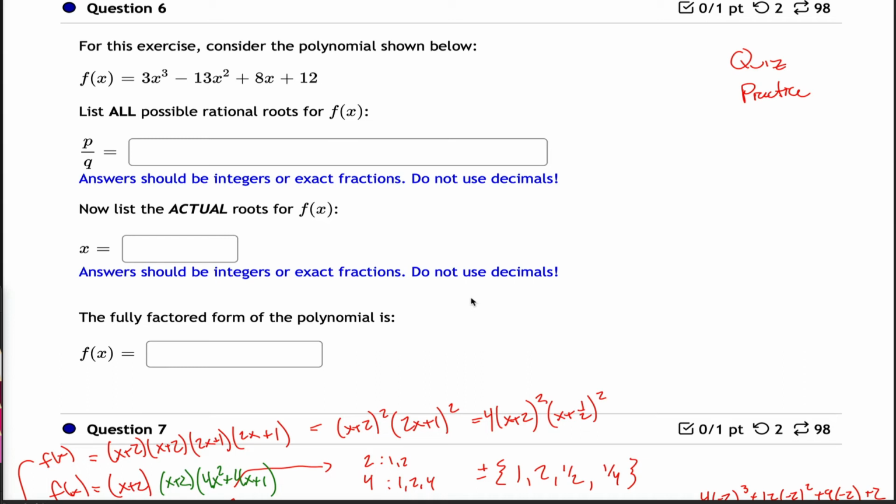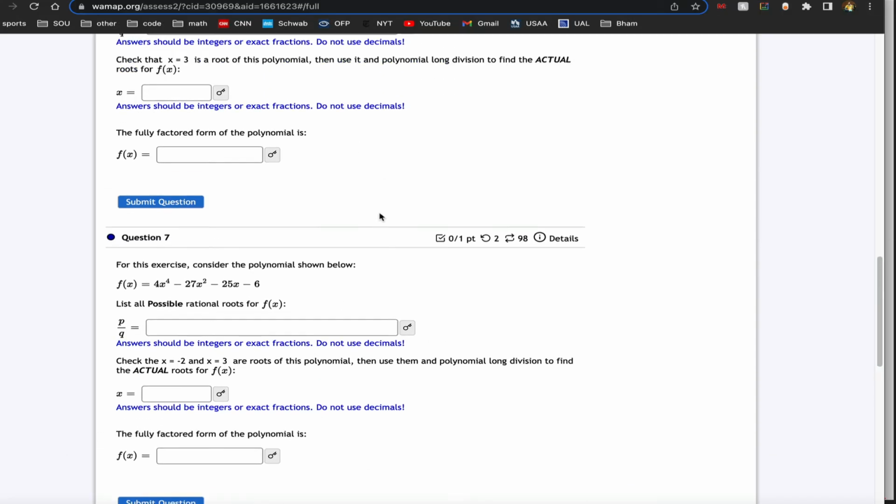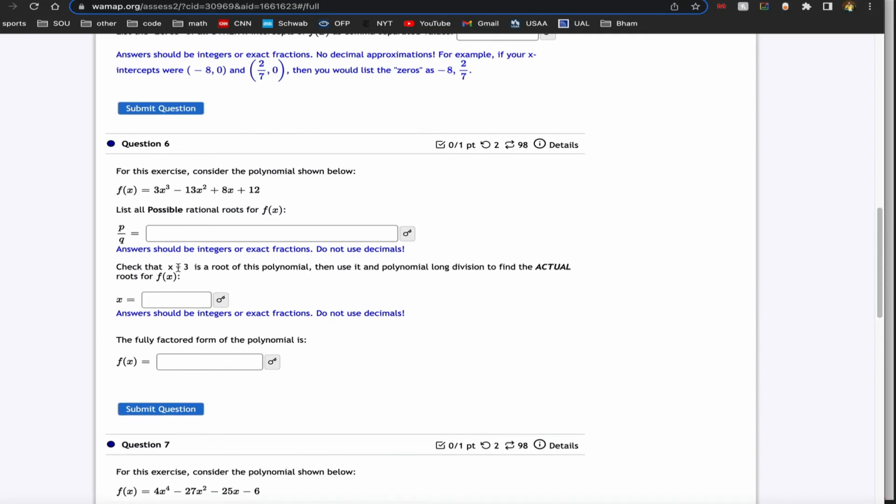The numbers are decent. And note that I'm going to give you numbers to test, even though you don't see them on the screen in front of you. If you go to question 6 here in the homework, you do see them. Check that x equals 3 is a root of this polynomial. Then use it and polynomial long division to find the actual roots.